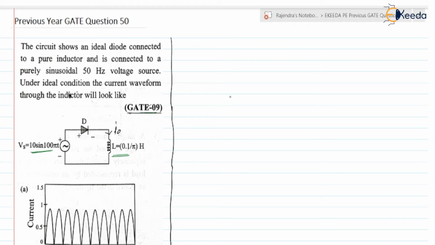So here if you check from omega t equal to 0 to pi, Vs is positive, so the diode will be in the conduction mode, and the inductor goes on storing the energy, so I0 will be flowing in the clockwise direction. So I0 from 0 to pi, yes, the inductor is storing the energy from omega t equal to 0 to pi. So the I0 waveform will be like this from 0 to pi.